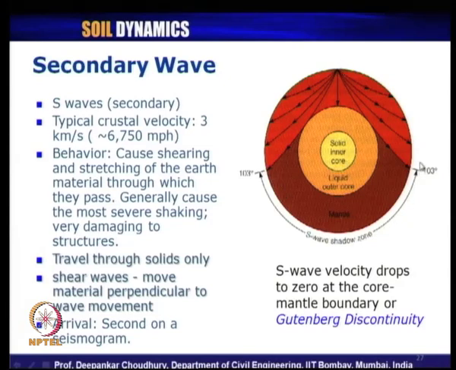Hence this is called the S wave shadow zone, and it is noted that the S wave velocity drops to 0 at the core mantle boundary. This core mantle boundary is known as the Gutenberg discontinuity. This boundary of the mantle to the outer core is called the Gutenberg discontinuity.